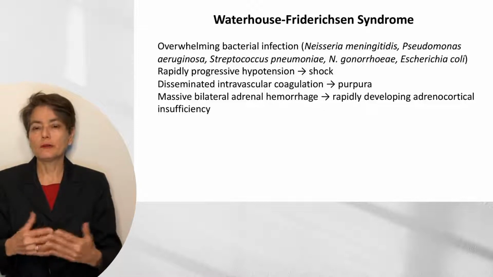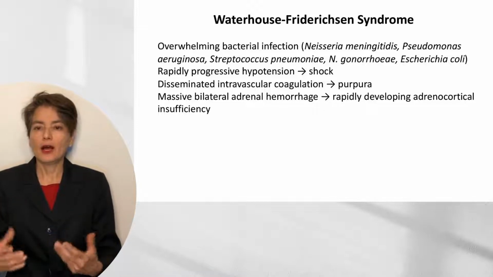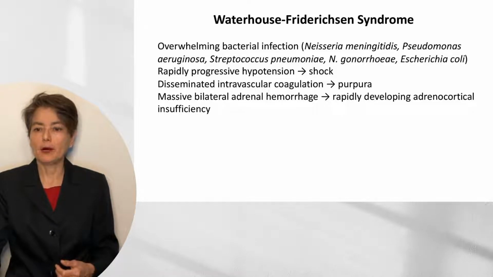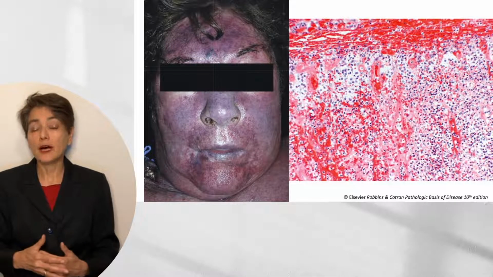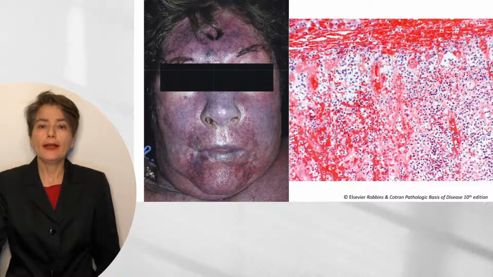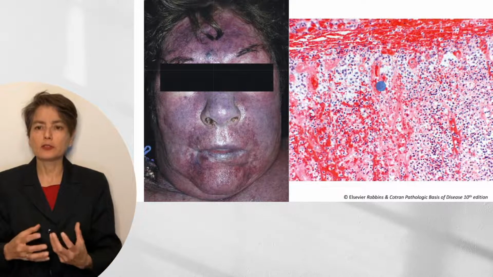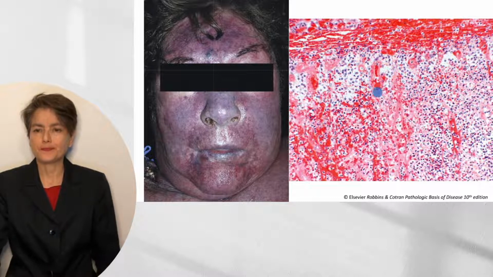Now, just a trigger alert, I'm going to show a picture on the next slide. If you're watching this with friends or out in the public, you may want to ask them to avert their gaze. This is a patient who died of Waterhouse-Friderichsen syndrome, and you can see here these purpura of the face. This is an image from a different patient showing that the adrenal gland has this massive hemorrhage where you have loss of the adrenocortical architecture. And they'll refer to these grossly as being just like sacs of blood.